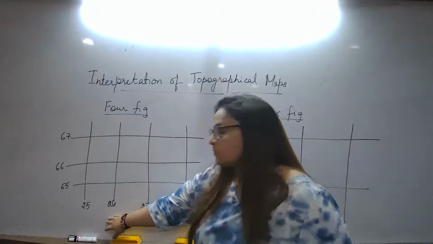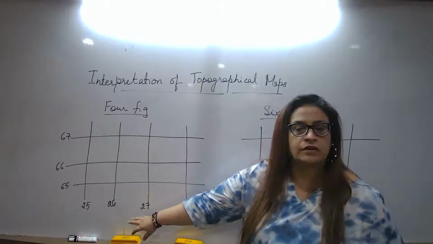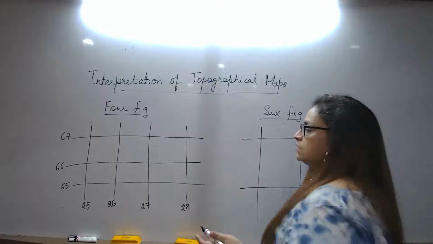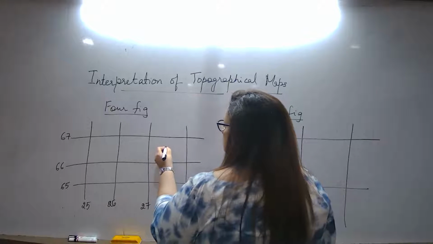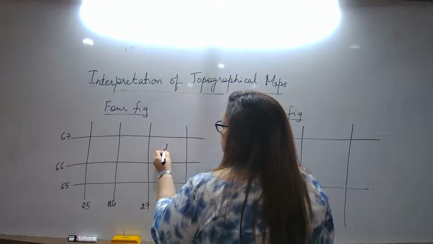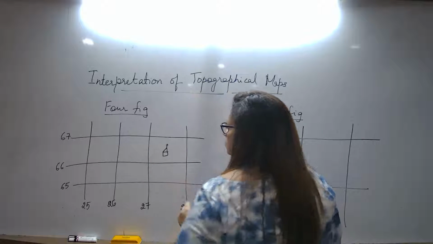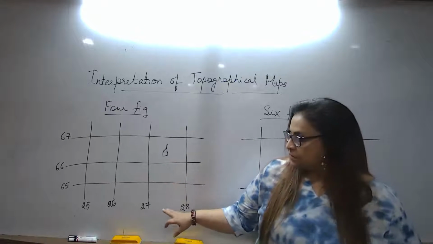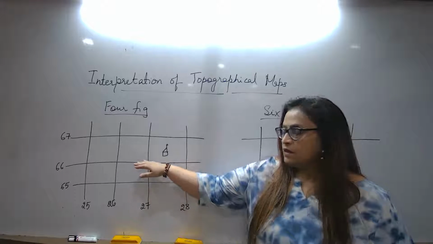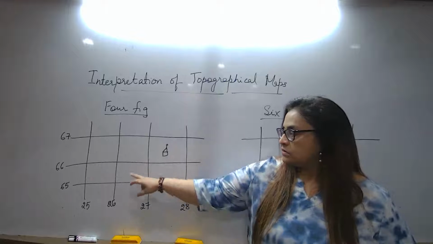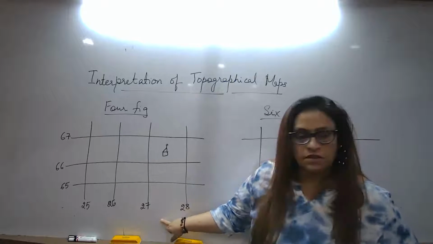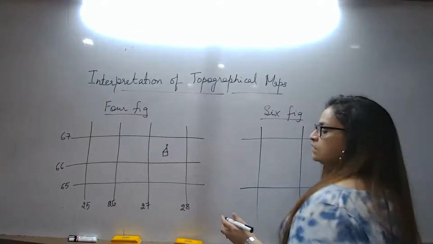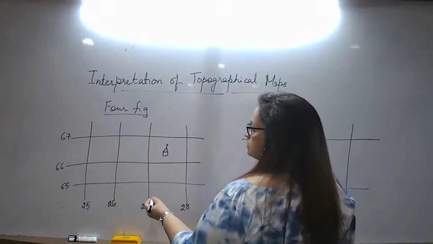Now, when you write the number, this is the 4-figure. Your easting will come first and your northing will be written after that. So suppose you have something located over here in this place. Say you have a church over here, in this grid. You will identify it as 27 and 66. These are the eastings. So 27, 66.